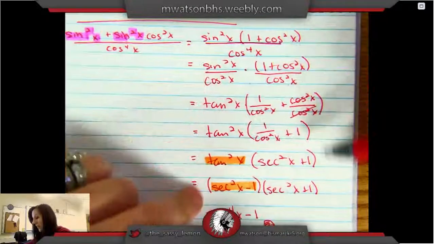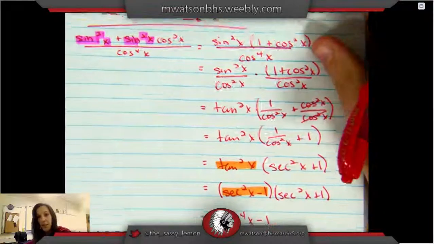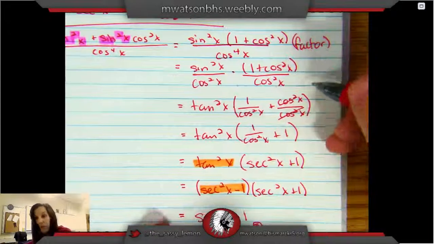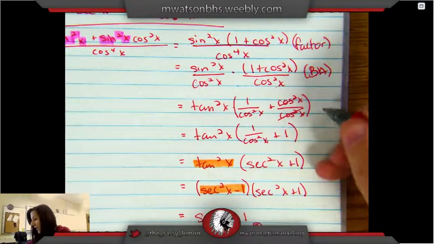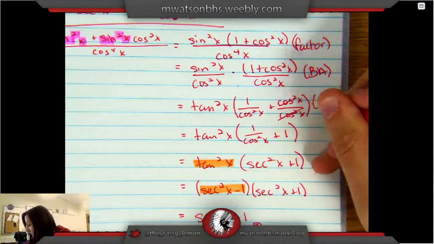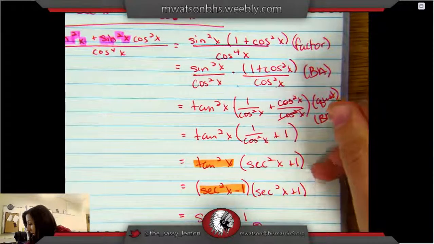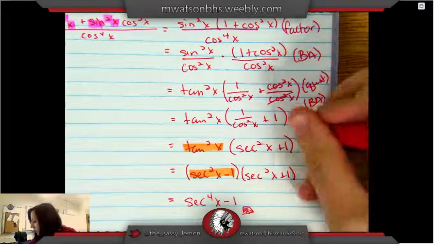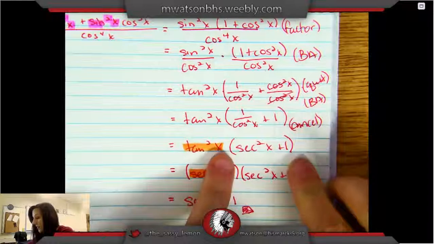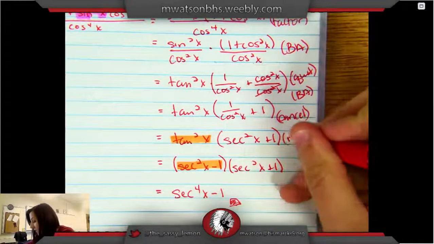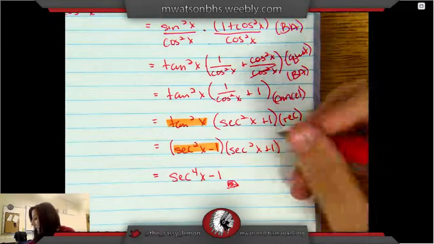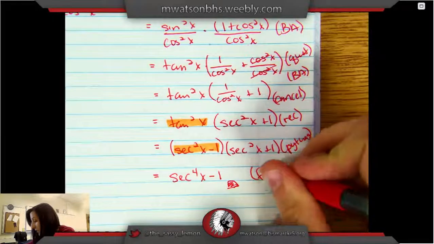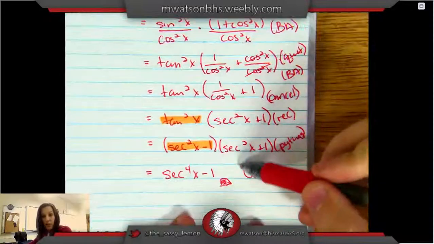I actually went through all my steps, and then I'm going to go back and write my reasons. So the first thing that I did was I factored. My second step, I broke apart. In this step, I used the quotient identity, and I also broke apart this parentheses fraction. And then I canceled. Then I used a reciprocal identity. And then here I used Pythagorean. And then here I FOILed. I don't like to use that word, but double distributes a little long. So I FOILed. And there you go.